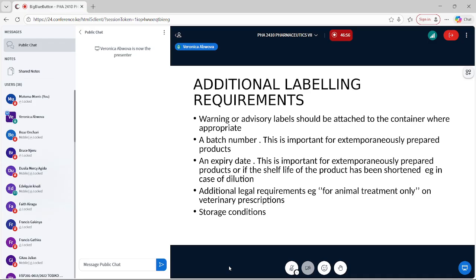Then an expiry date. This is again important for extemporaneously prepared products, because remember, products that come from the industry, the tablets, the syrups, those powders, they will come with a shelf life. But now, when you manipulate them in the pharmacy, generally the shelf life becomes shortened, okay? For instance, for the case of dilution. So you need to indicate on the package the expiry date, okay?